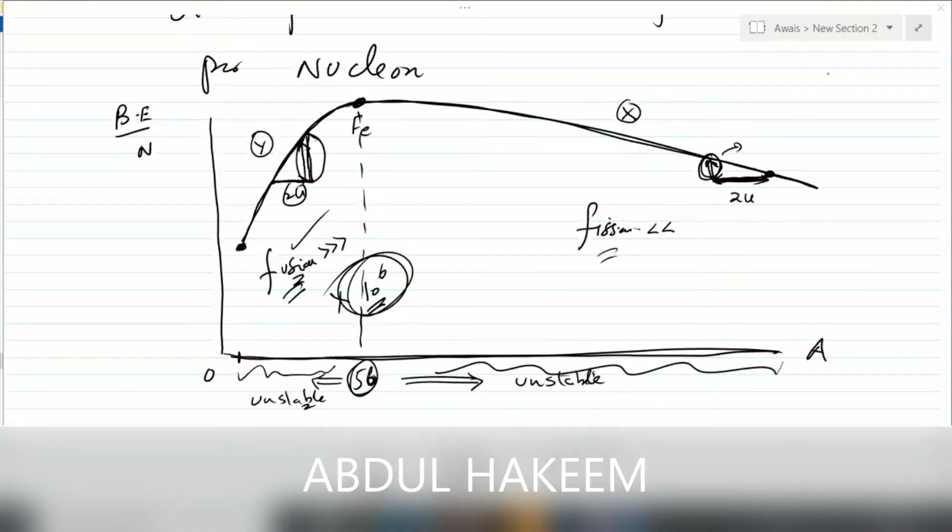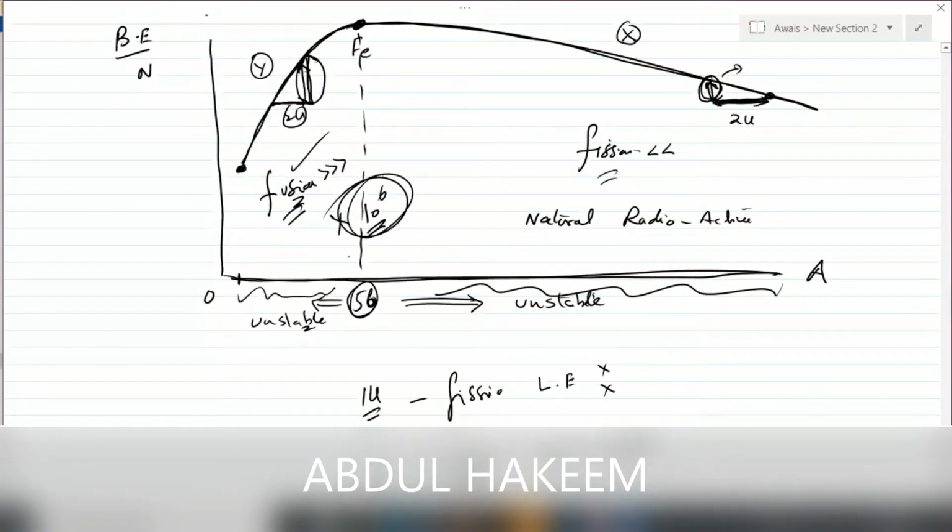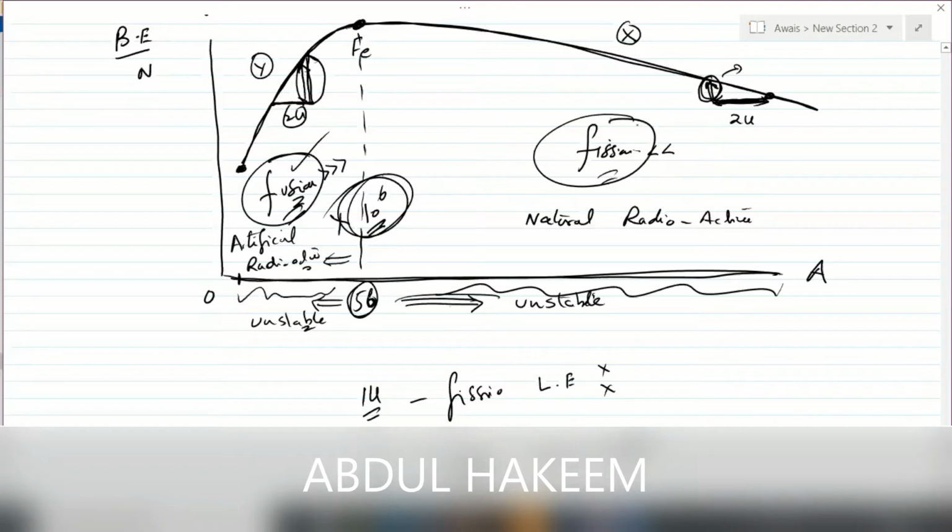So the nuclei or atoms with mass greater than 56 are called natural radioactive. And the elements with mass less than 56 are called artificial radioactive. So fusion and fission: if the mass is more than 56, fission is the process for stability, and if less than 56, then fusion for the stability.